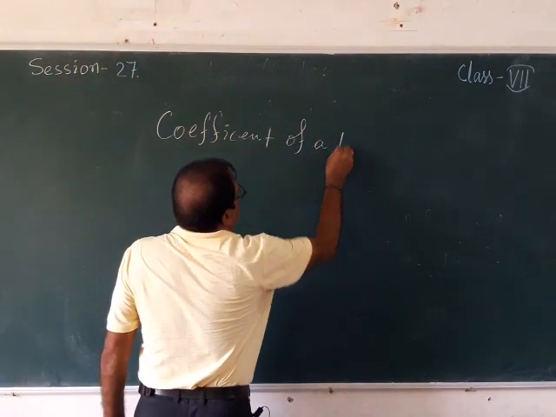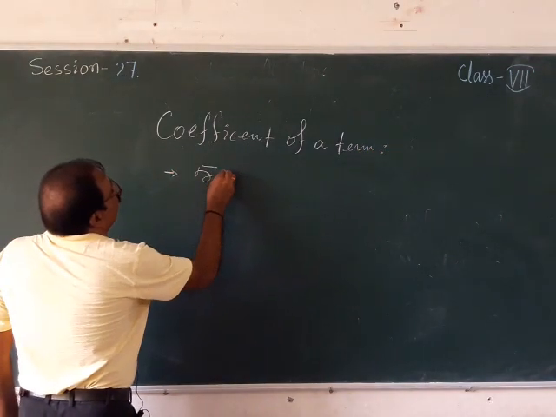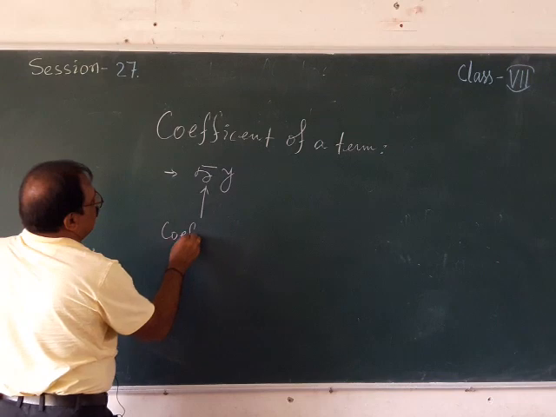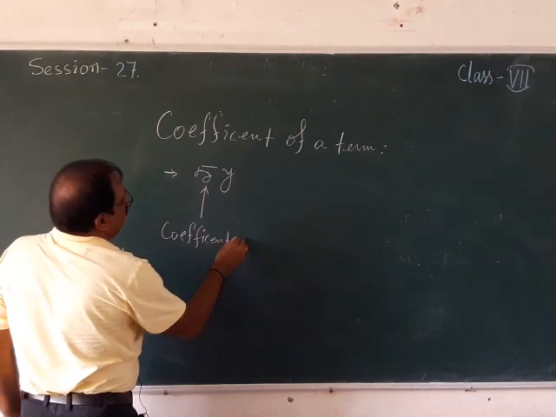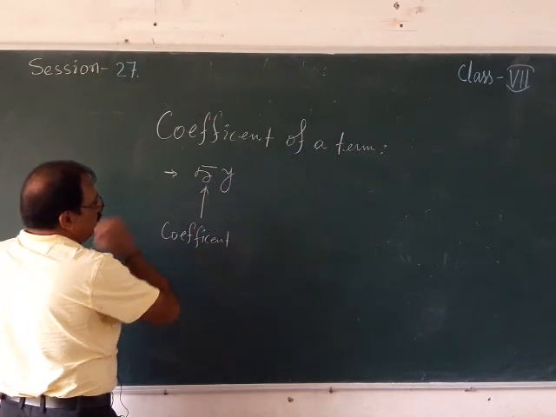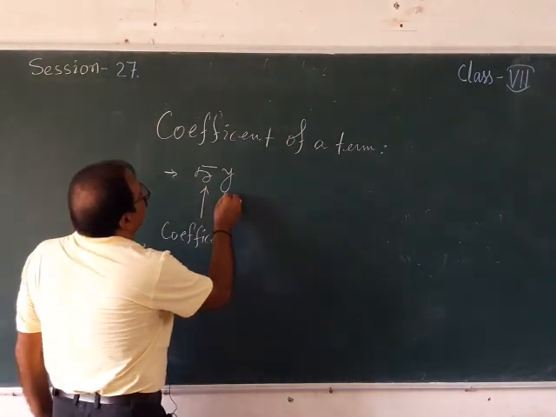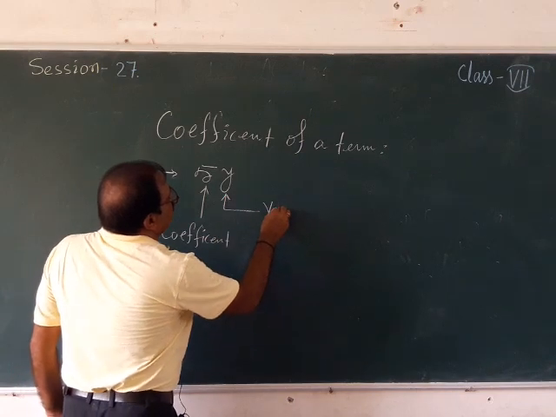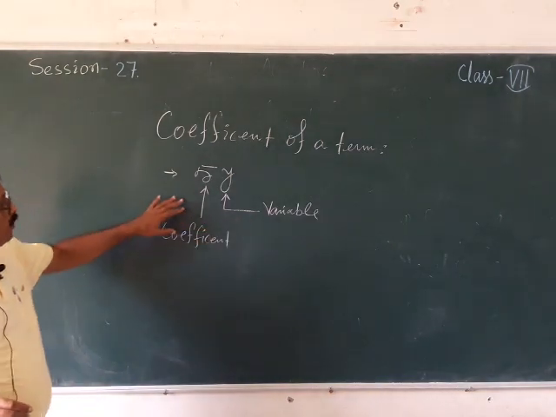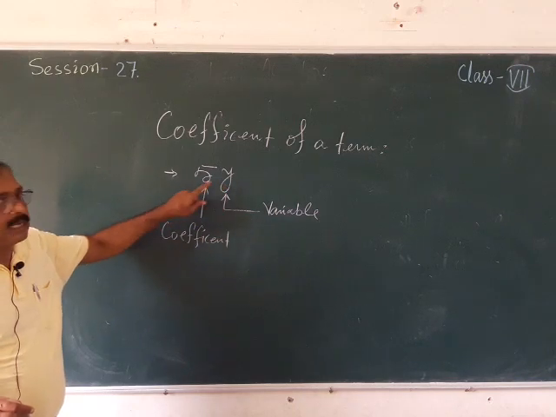Coefficient of a term. What is meant by coefficient? For example, if I am writing 5y, here 5 is known as the coefficient of y. Here 5 is multiplied with y, so 5 is known as the coefficient of y. And what is y? You know that y is the variable, and whatever number you write before the variable is known as the coefficient. That means here the coefficient of y is 5.